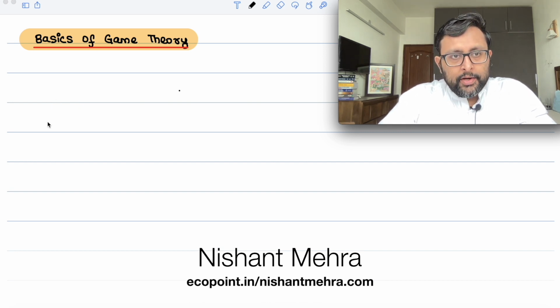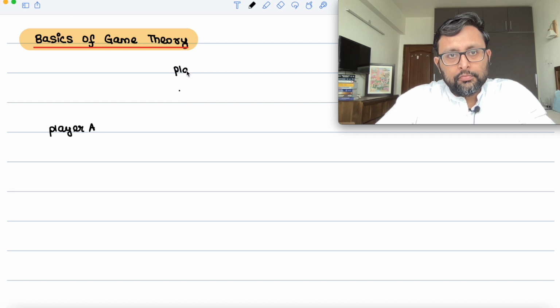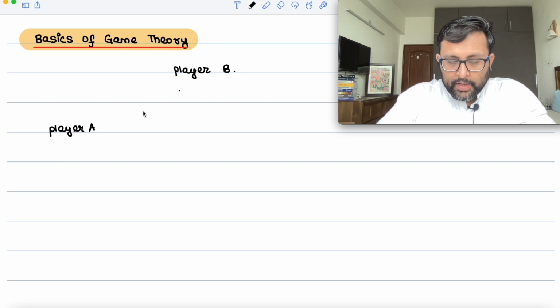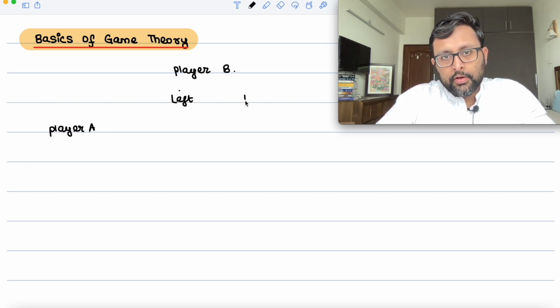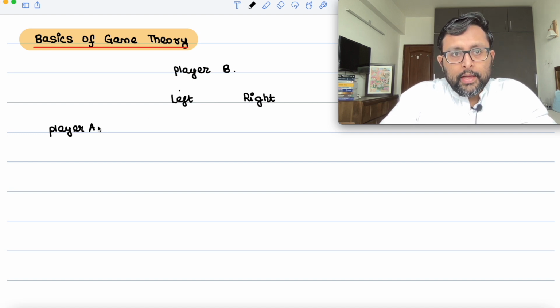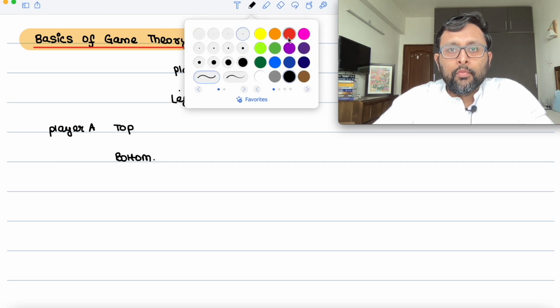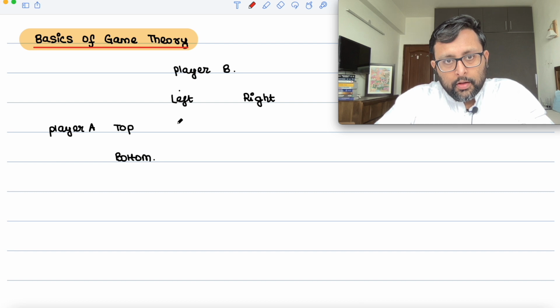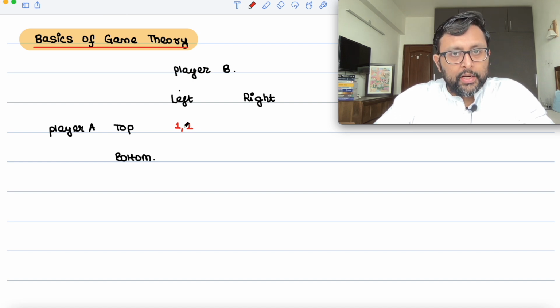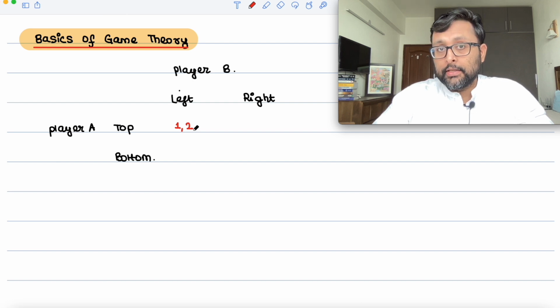So let us say there is a player A and there is a player B. Player B has two choices, left, right, and player A has two choices, top, bottom, right? And these are the payoffs. Every time the first number shows the payoff of player A, and the second number shows the payoff of player B, right? So if player A plays top and player B plays left, the payoff to player A is 1 and the payoff to player B is 2, right?